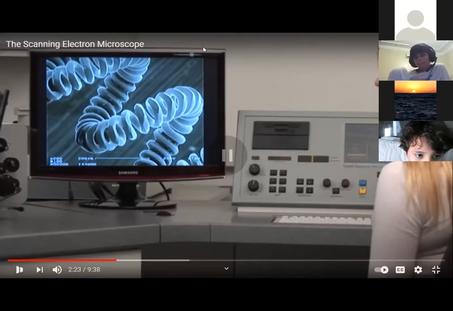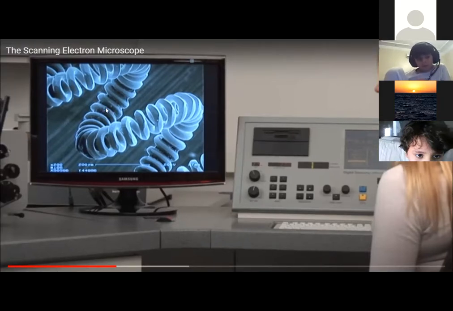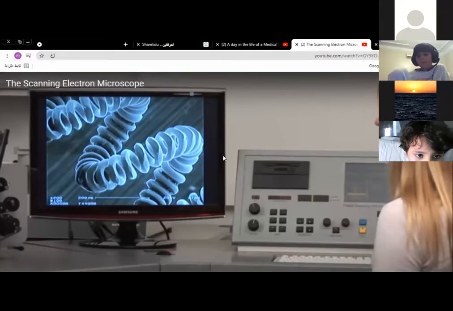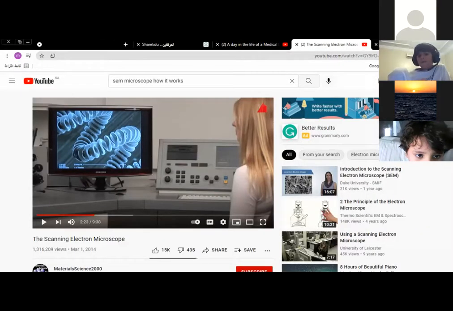Now we can see tiny, very tiny things under the electron microscope in 1 million times magnification. 1 million times. It's so strong a microscope. Let's go back to the book.